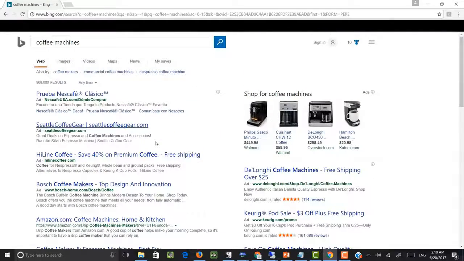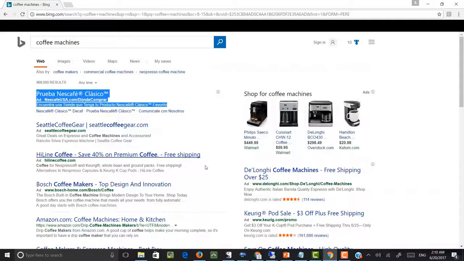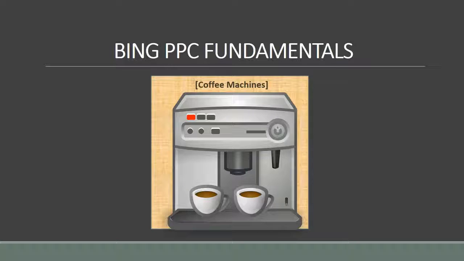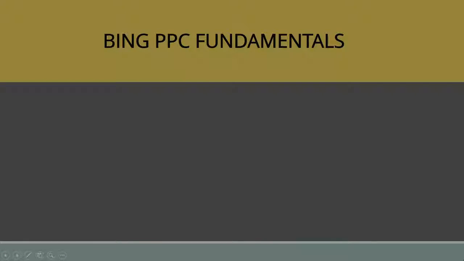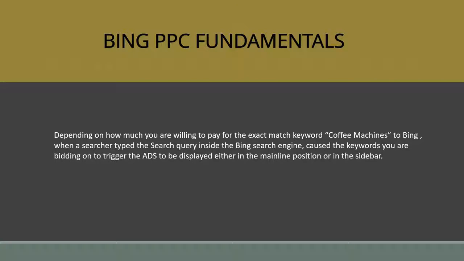And let us say that this was your ad that got displayed on the mainline section. So, what caused your ad to be displayed in the Bing search results in the first place? Depending on how much you are willing to pay for the exact match keyword coffee machines to Bing, when a searcher typed the search query inside the Bing search engine, the keywords you are bidding on, in our case the exact match of coffee machines, triggered the ads to be displayed either in the mainline positions or in the sidebar.